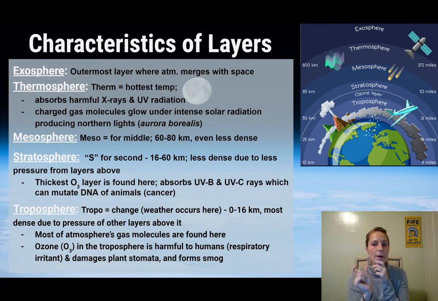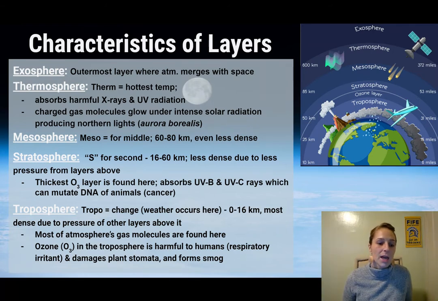And if you think about the Greek word tropo, this means change. So you can kind of remember that this is going to be the layer where we're getting a lot of change from weather, because weather occurs in the troposphere. So you're going to get different clouds, you're going to get rain, you're going to get heat, lots of changes happening.